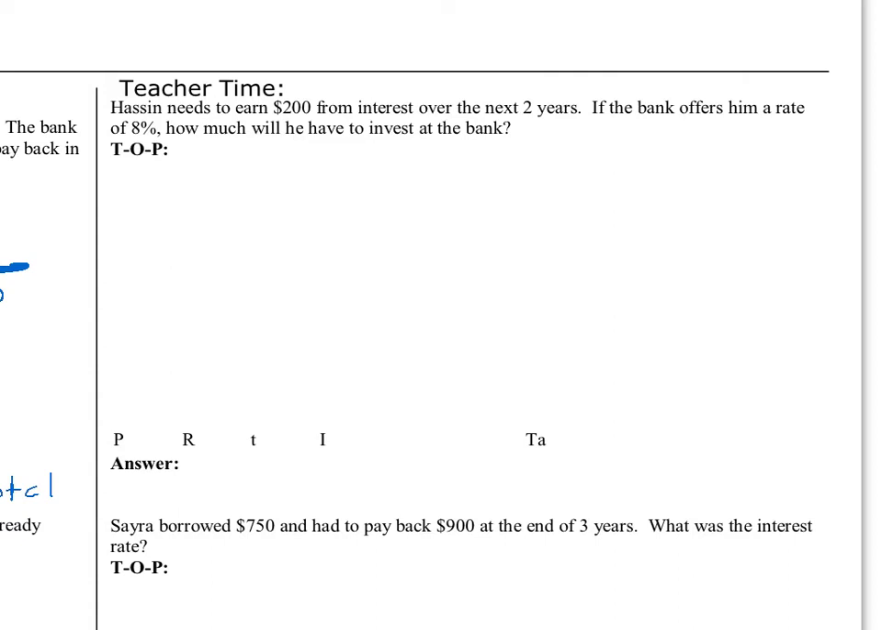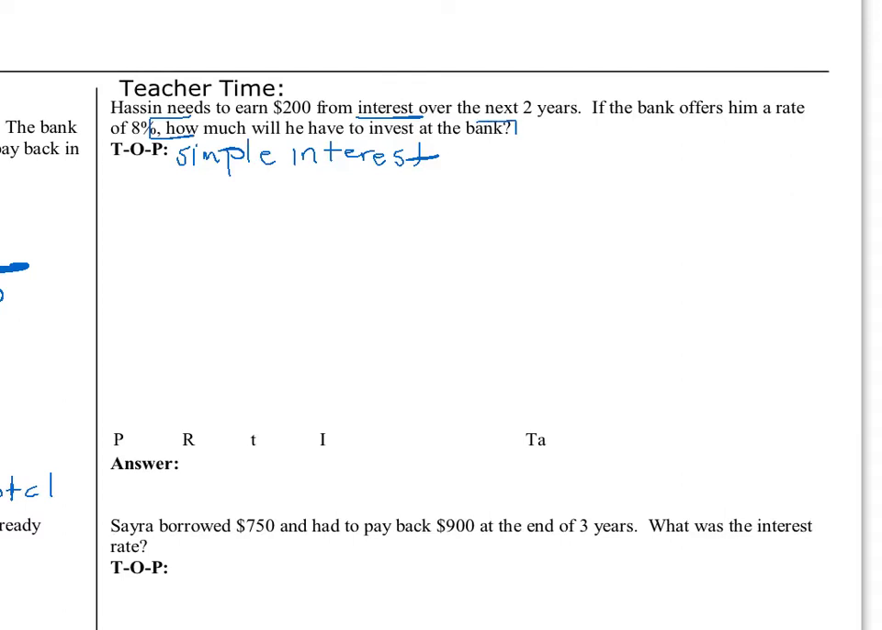All right, Hassine needs to earn $200 from interest over the next 2 years. If the bank offers him a rate of 8%, how much will he have to invest at the bank? Okay, so this is kind of moving towards how people use this a lot in terms of interest. They think about how much do I need to put in and for how long do I need to leave it if I want to be earning a certain amount of money. This type of problem is an interest problem. It doesn't suggest what type of interest, so we're going to assume it is simple interest. On the CST, it will probably be very clear every time, but if it's not, we'll assume simple interest.